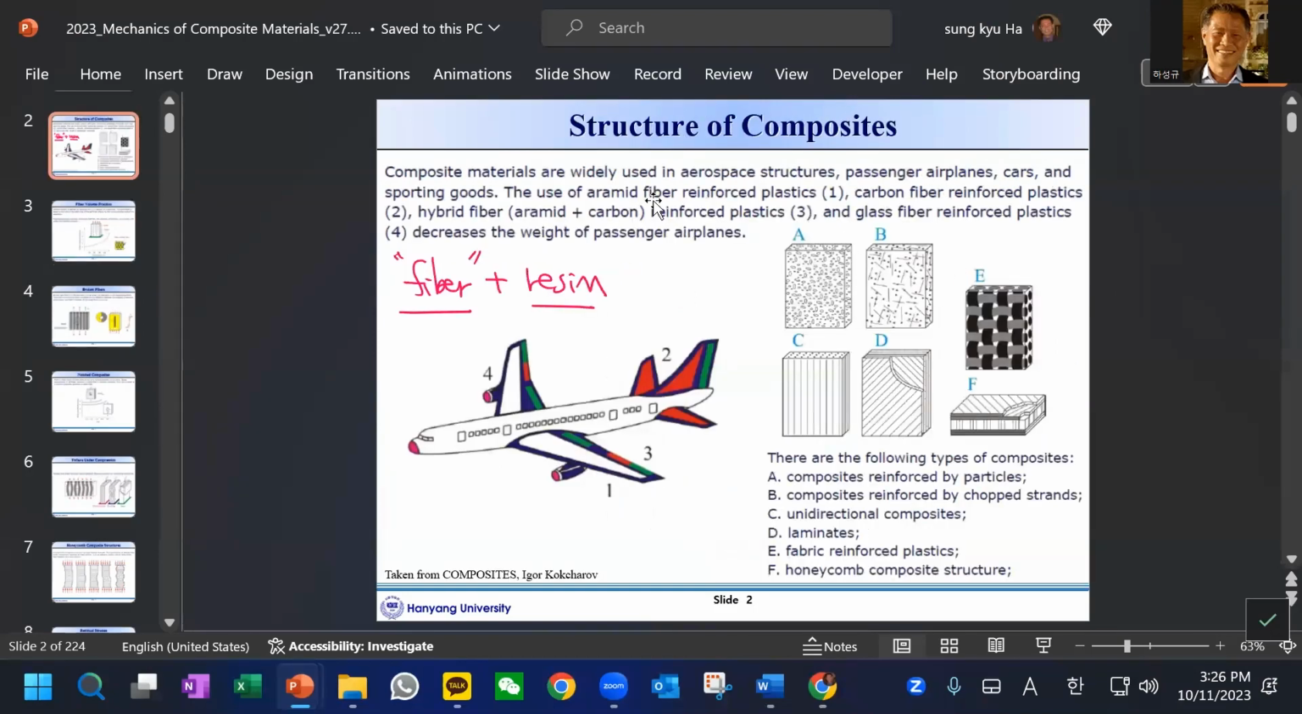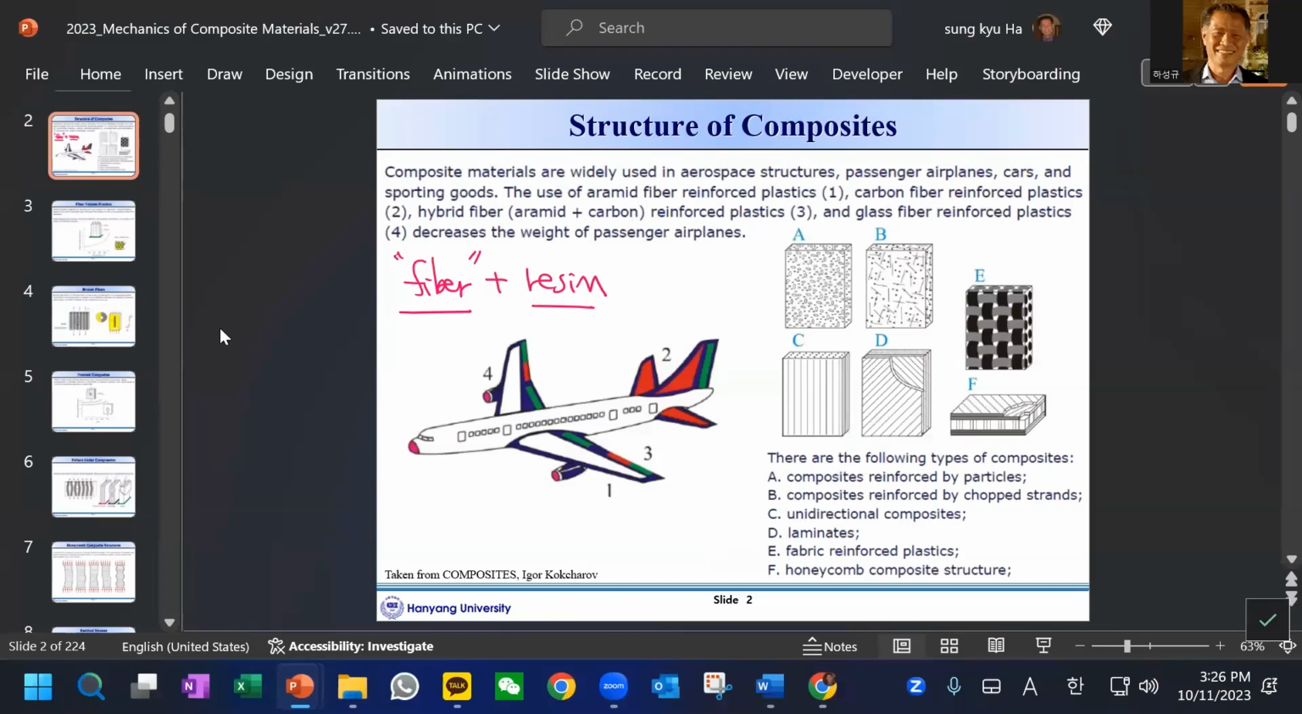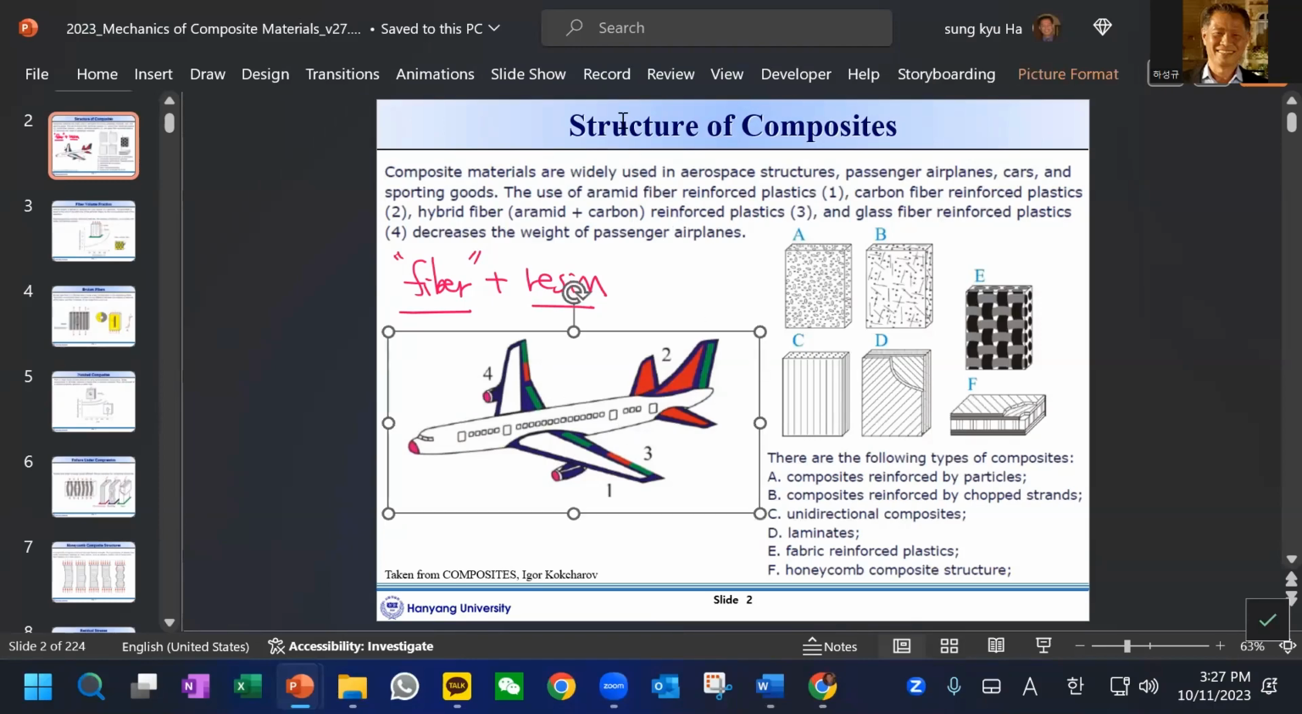Again, let's say the structure of composites, meaning that structures can be any structures. The figure shown is the airplane, but it could be a wind turbine blade, some automotive, or a pressure vessel, anything. That is called structures. Now structures are made of composites. So composite materials are widely used in aerospace structures and so on.